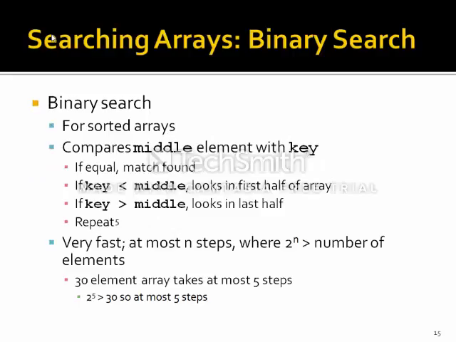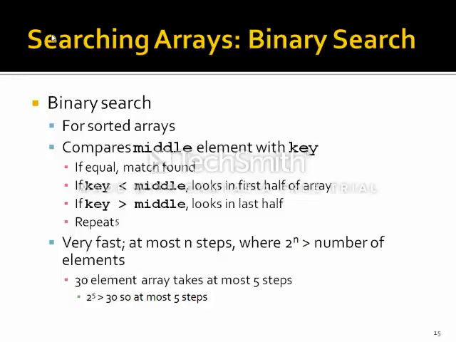So what is the strategy we will use? Binary search is for sorted arrays. We will compare the middle element with the key. If equal, match found. If not, if key is less than middle, we will look into the first half of an array. If key is greater than middle, we will look into the second half of an array, and we will continuously repeat these steps as and when required.